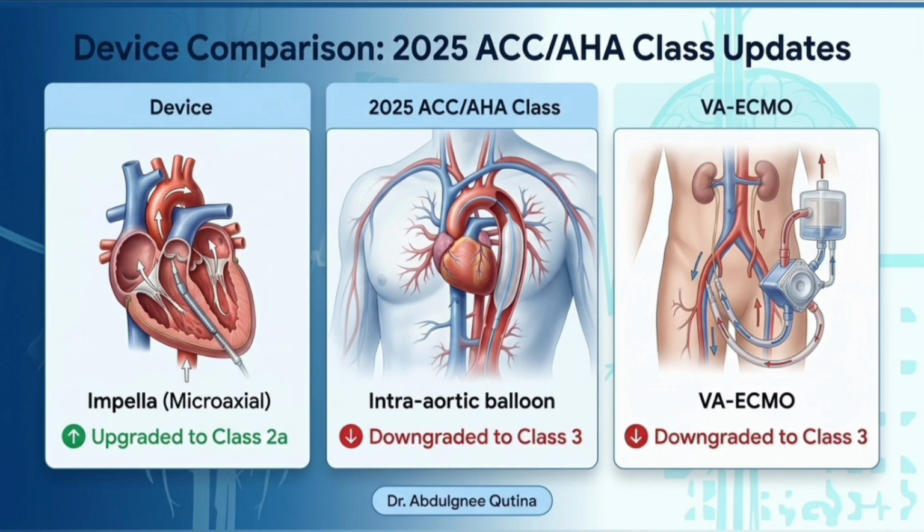Get this, the trial showed the Impella reduced 180-day mortality by almost 13% and gave patients roughly 600 additional days of life. On the flip side, the intra-aortic balloon pump and VA ECMO have actually been downgraded to Class 3, meaning we really shouldn't be using them routinely anymore.